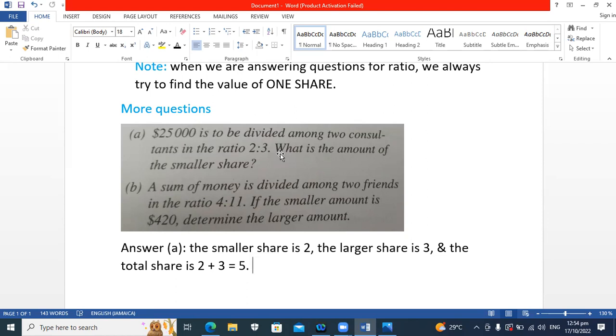Now, before we determine the larger amount, let me ask this question. The $420, which ratio is it connected to? Is it connected to 4? Is it connected to 11? Or is it connected to 15? It is connected to 4. Because number one, the question didn't give us the total sum of money. It only says a sum of money, but we don't know that money. It's to be divided among 2 friends.